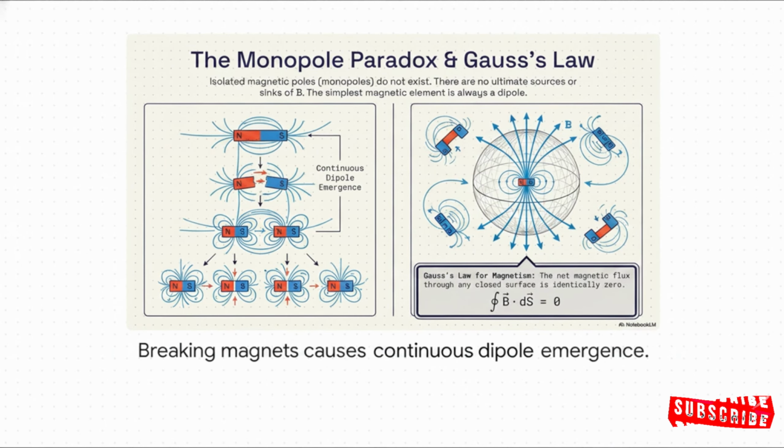Breaking a magnet just causes continuous dipole emergence. Snap it once, you get 2 smaller magnets, each with its own north and south. Snap those, you get 4. This perfectly proves Gauss's law for magnetism. The net magnetic flux through any closed surface is always exactly 0. Basically, whatever field flows out must flow back in. There are absolutely no ultimate sources or sinks of a magnetic field.